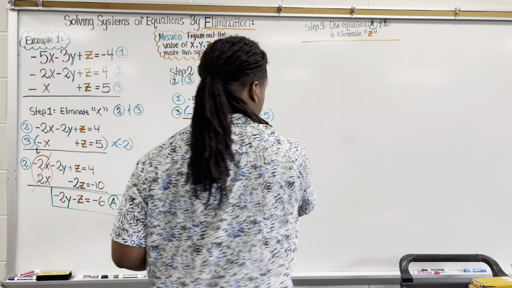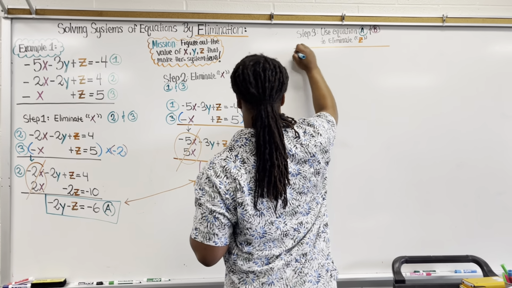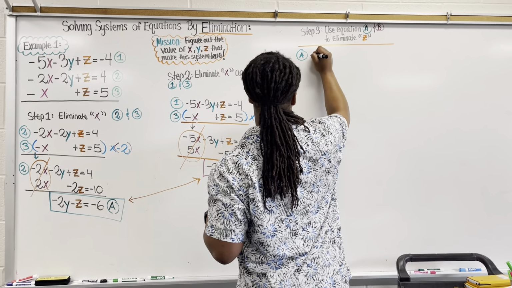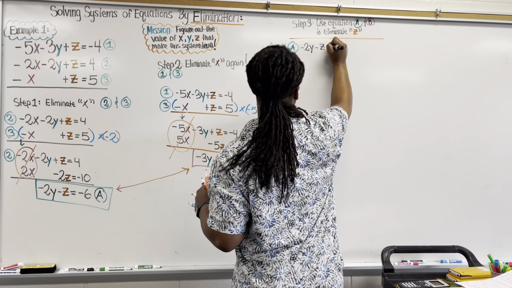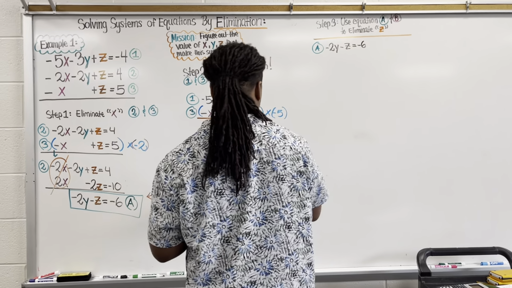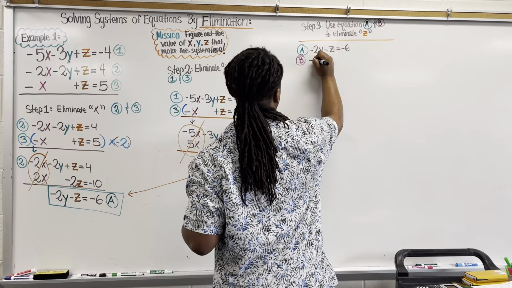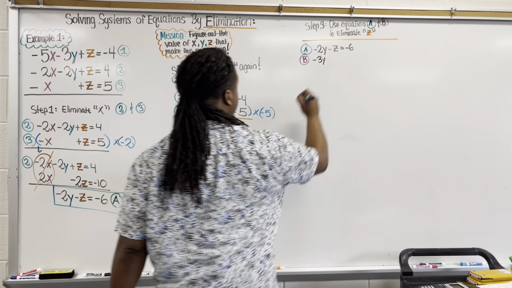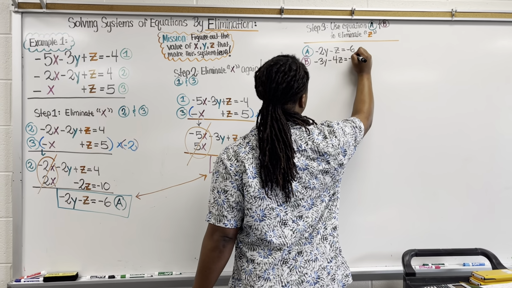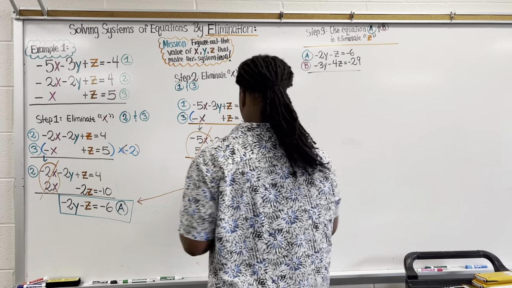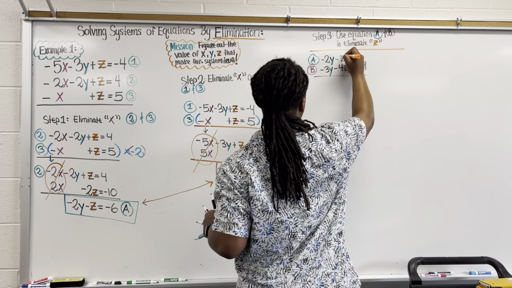So once again, I'm going to rewrite those 2 new equations that we came out with. The first one, which is A, I'm always going to label and color code so it's easy for you to follow, is negative 2y minus z equals negative 6. Equation B that we came up with is a negative 3y minus 4z equals a negative 29. Real quick, I'm just going to color code everything so it's easy for us to follow.